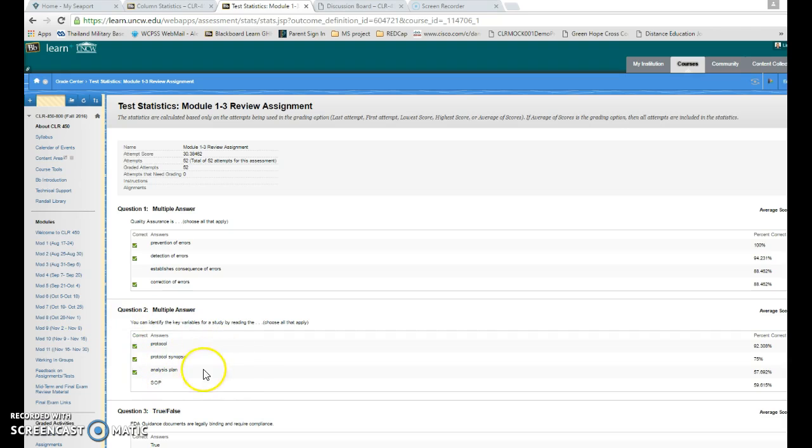Versus a protocol or analysis plan, which are documents that are specific to a protocol. So if you want to identify the key variables for a specific study that you're running, you go to the document specific to that study, not to the generic SOP that tells you how to conduct an activity. That's the difference between a standard operating procedure, which applies across protocols or projects, versus something that is project specific.